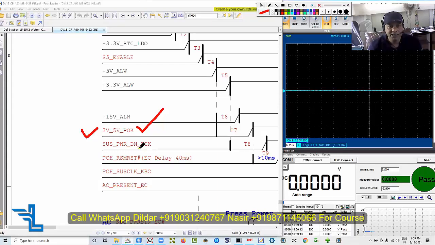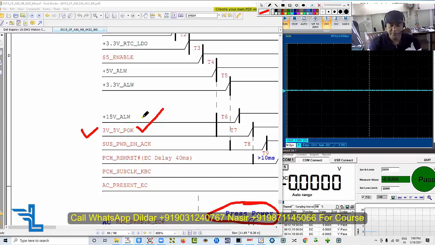SUS power DNACK is the acknowledgement voltage to stop the motherboard from going into sleep mode. We need to have this voltage on the board wherever it comes from. This acknowledgement signal comes from the controller IO to tell the PCH whether to stay in the S0 mode or go into the S4 or S3 state. PCH RSM reset, we need to check this also. SUS clock, we need to check. AC present, we need to check. Then we will try to press the power button and the board will turn on.